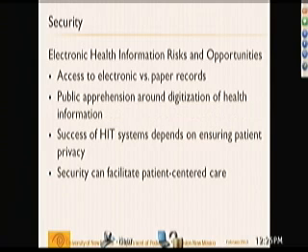So you've got to find a balance there. So you've got risks, you've got opportunities. All of these are essentially both. So access to having electronic versus paper records. I think we all kind of know the advantages and some of the disadvantages here.